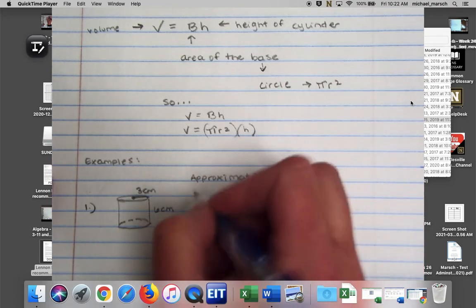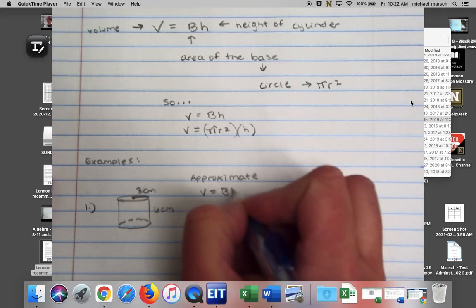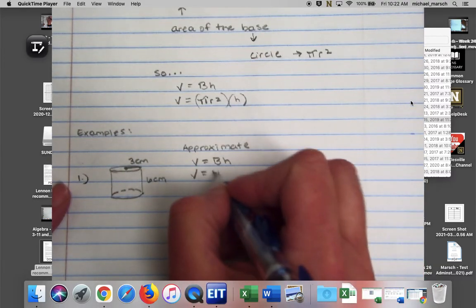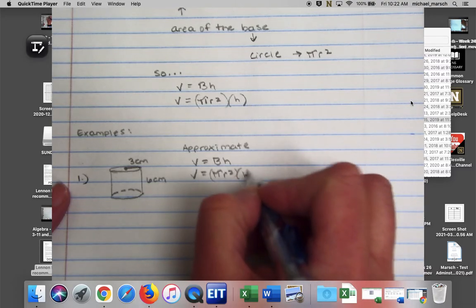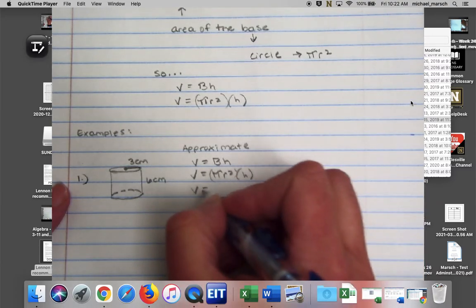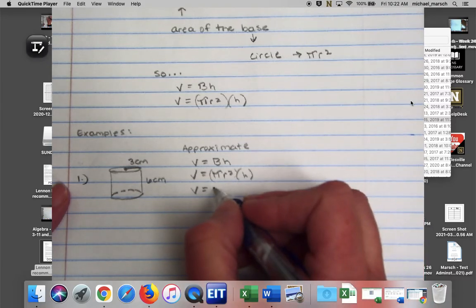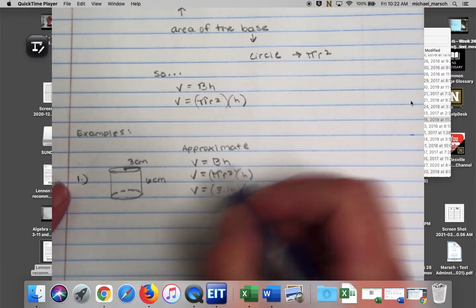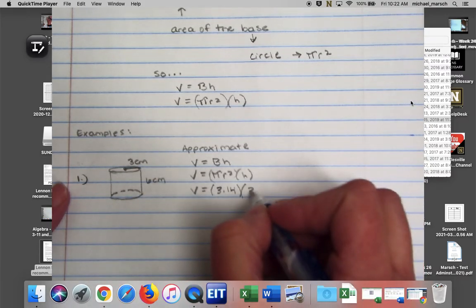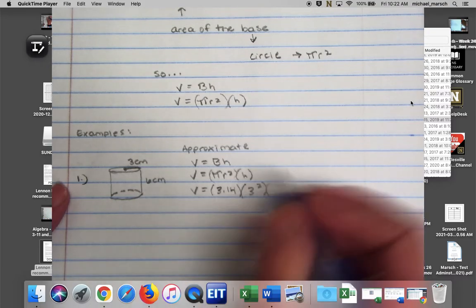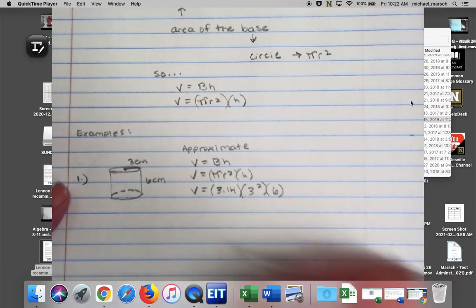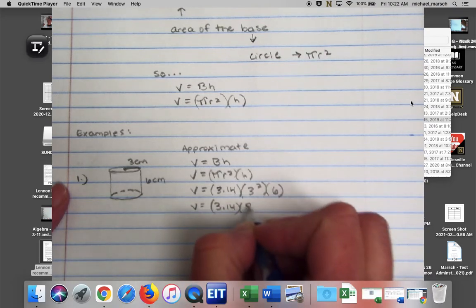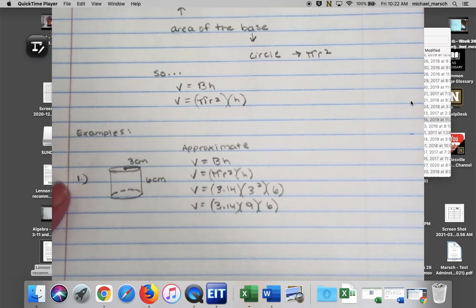we're going to write our formula, volume equals area of base times height. Then we're going to write what that B stands for, volume equals pi r squared times height. Then we're going to say volume equals 3.14 times, my radius is 3, so times 3 squared times 6, which is my height. So then I'm going to say volume equals 3.14 times 9 times 6.